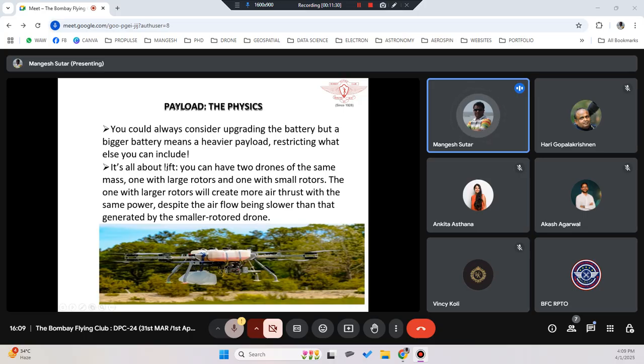Payload physics: you could always consider upgrading batteries. This is what I was talking about. A bigger battery means a heavier payload, resulting in what you can include. It's all about the lift. You can have two drones of the same mass, one with larger.